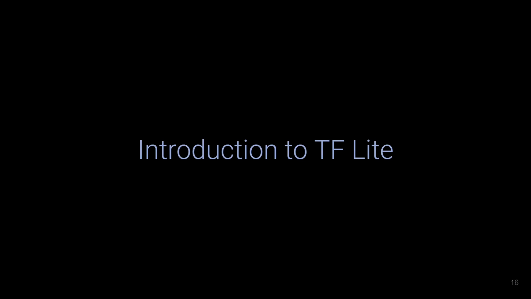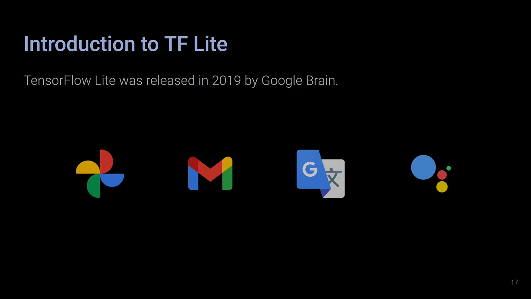Now that we know the motivations behind TensorFlow Lite, let's talk more about this tool. tflite was released by Google Brain in 2019 to allow machine learning and especially deep learning models to efficiently run in edge devices. It has been maintained by Google since then. It also powers many of Google's most famous apps like Google Photos, Gmail, Google Translator, and Google Assistant, as well as many popular apps from other great companies like Spotify, Twitter, and Airbnb.